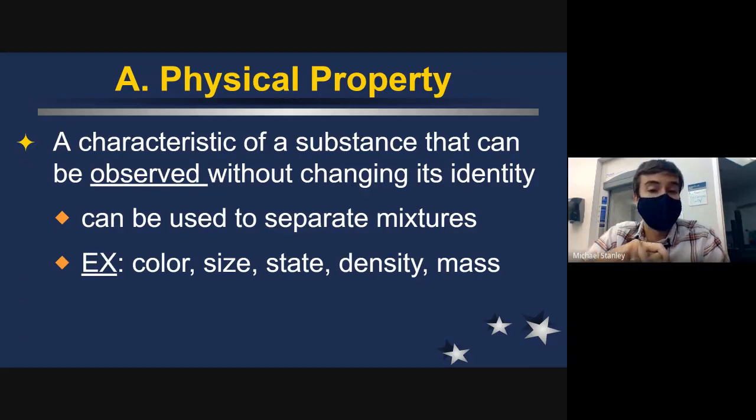Temperature is another example of a good physical property that matter can have. All these are ways that you can describe matter, right? So physical properties tend to be very descriptive of the matter, a description of its physical characteristics.